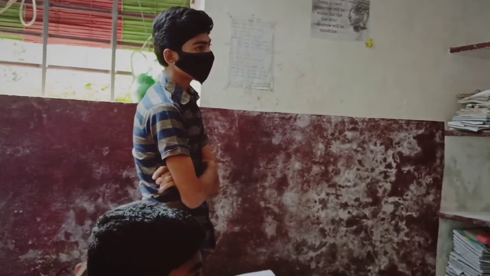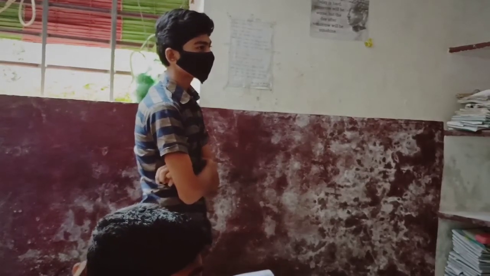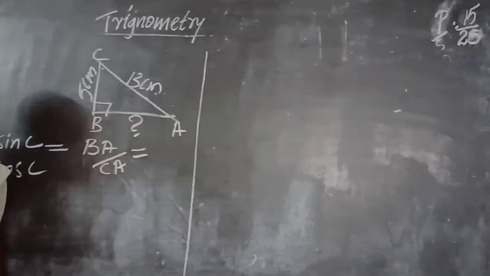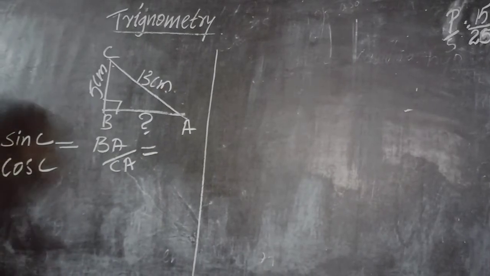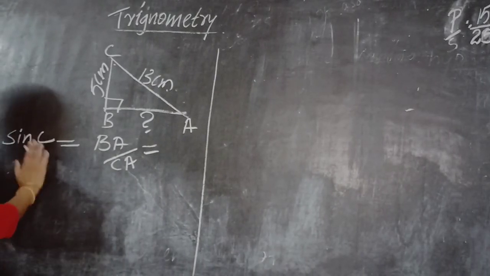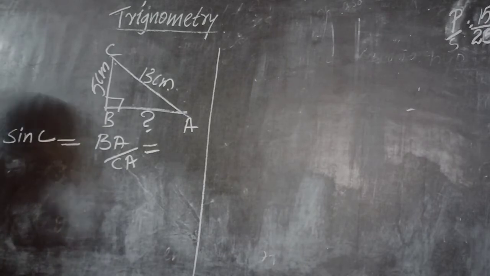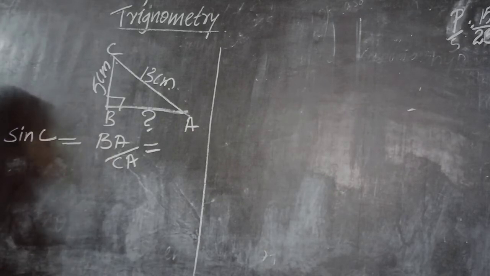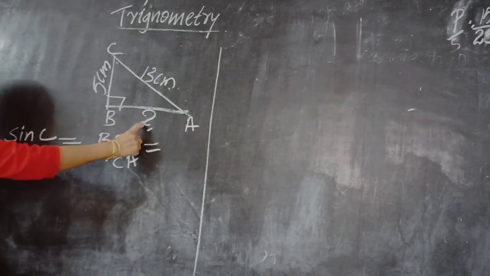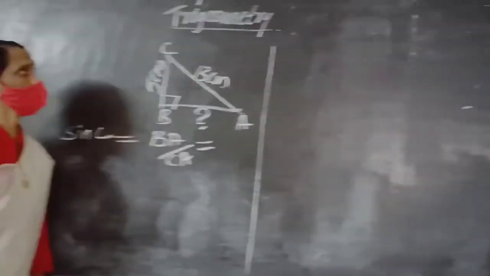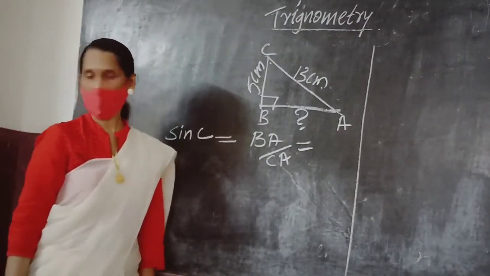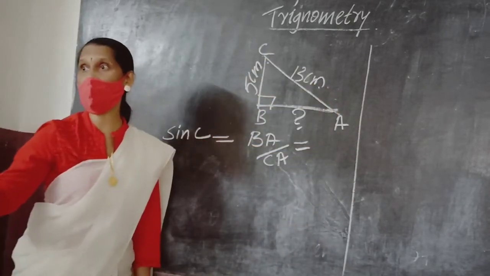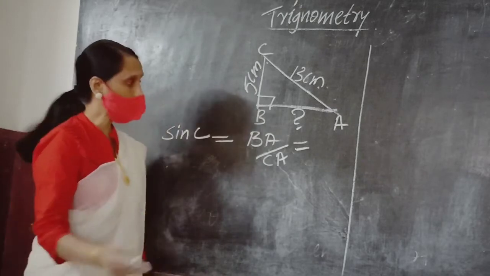So the first question was how to find out BA. Pythagoras theorem. Very good. What is Pythagoras theorem? Hypotenuse square is equal to side square plus side square. Very good. So see here, children. Directly we cannot find out sine C from this figure because this side is not given. We want this side because sine C is equal to opposite side BA by hypotenuse CA. We know hypotenuse CA, but we don't know BA. So first thing is to find out BA. How can we find out BA?